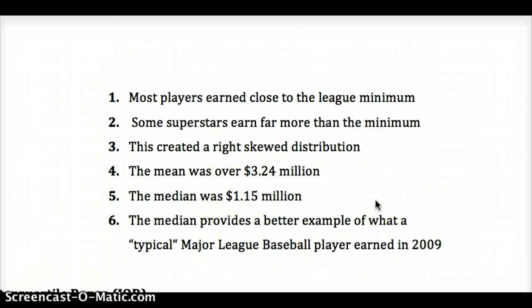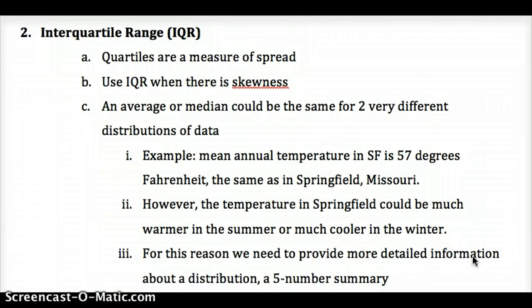Still a great amount of money and a great salary. However, not nearly as much as the mean. So the median provides a better example here because it accounts for that. Now, one way we measure spread is an IQR, or an interquartile range. So we use this whenever there's skewness because it gives us a better idea of where our data actually lies and gives us far more information than just the median.